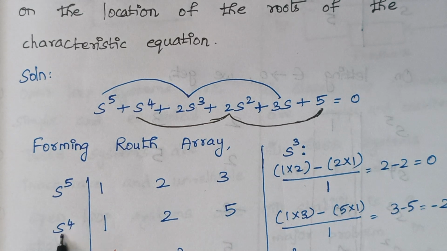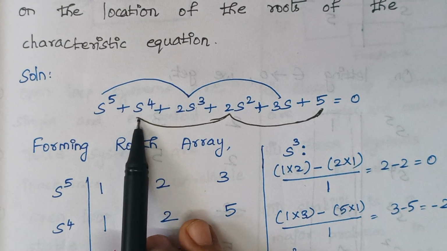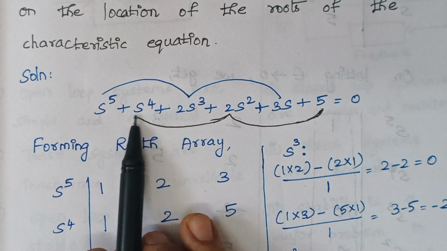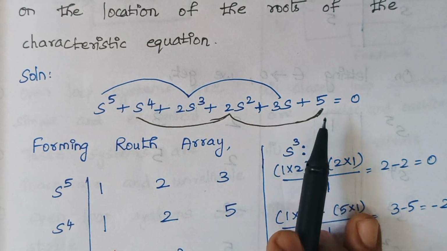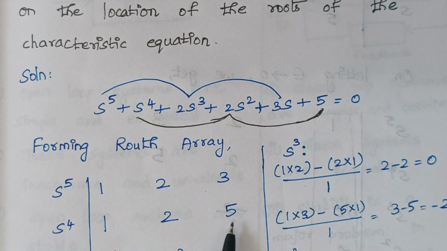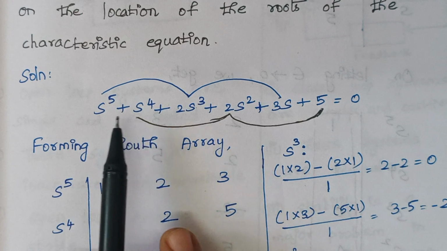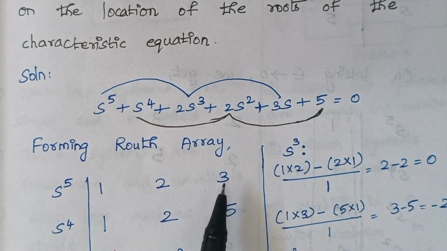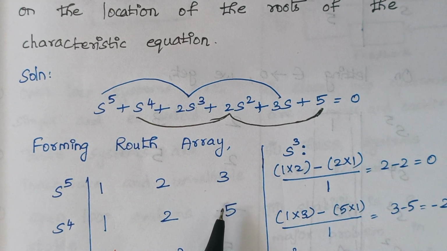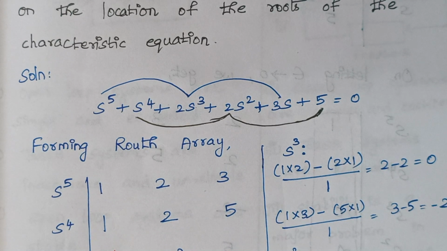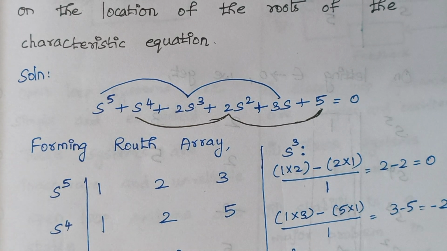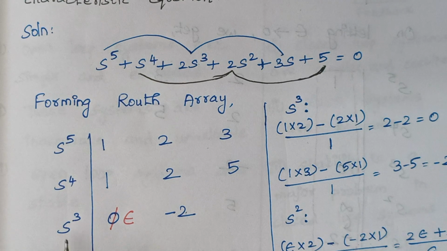And the next row is s to the power 4. The coefficient of s to the power 4 is 1, the coefficient of s square is 2, and the coefficient of s to the power 0 is 5. So with the given characteristic equation, we have framed 2 rows of the Routh array. The remaining rows we have to solve and find out. Now we are moving to our s cube row.